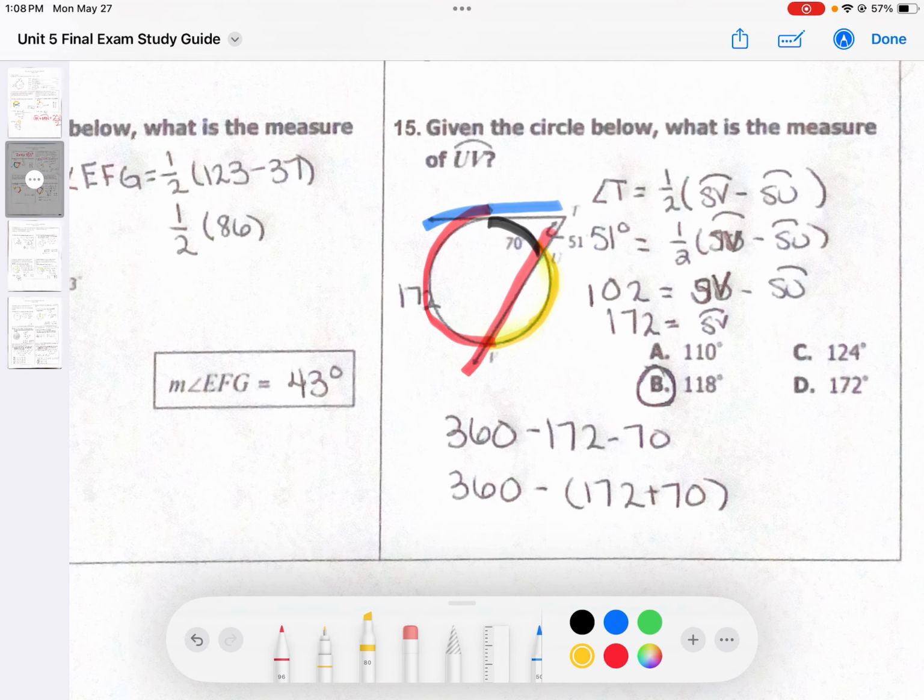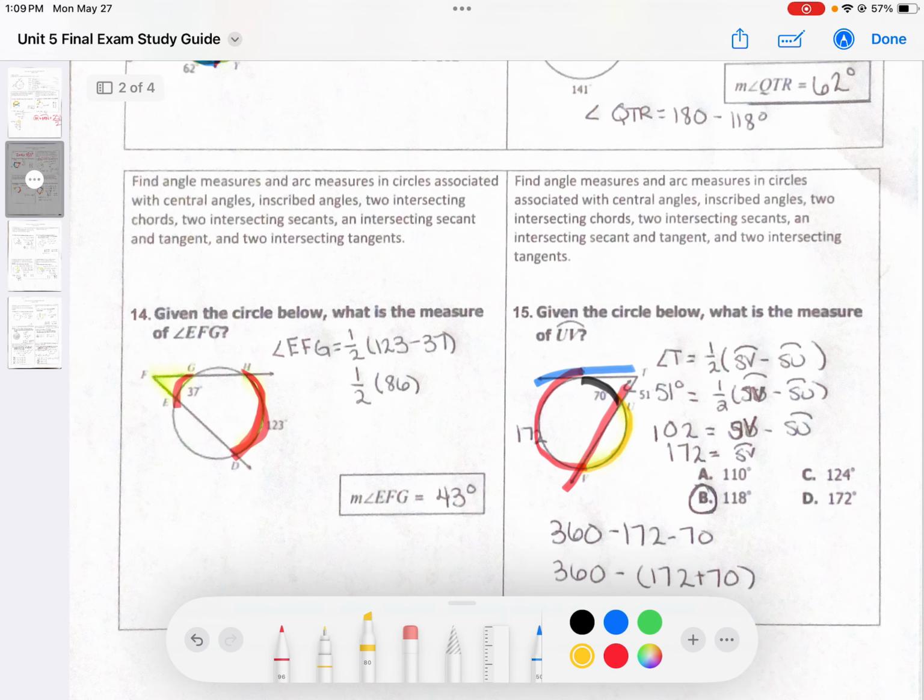Same thing. 360 minus 172 minus 70, or 360 minus the sum of 172 plus 70, which is 118. Arc UV is 118. So if you don't understand the concept, once again, the name of the concept is at the very top. This is intersecting secant and tangent.